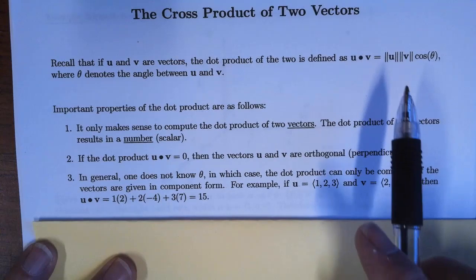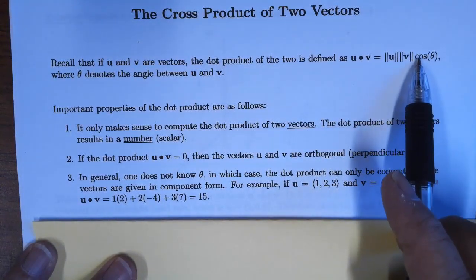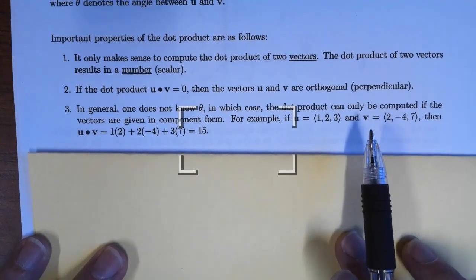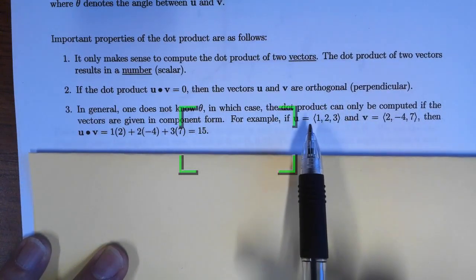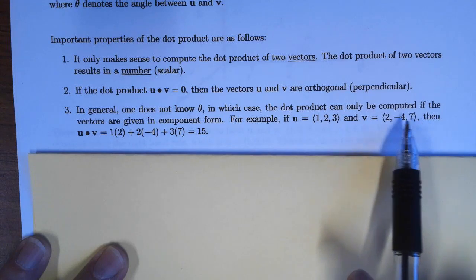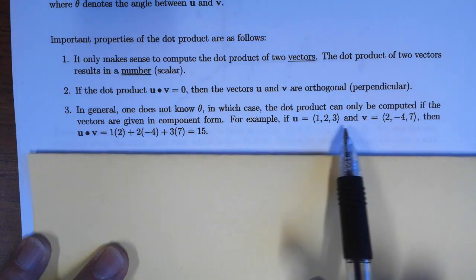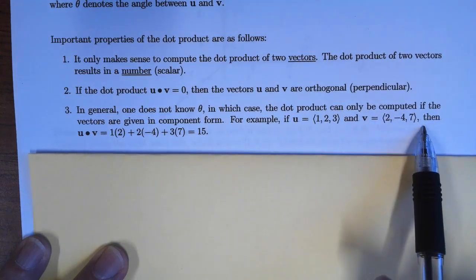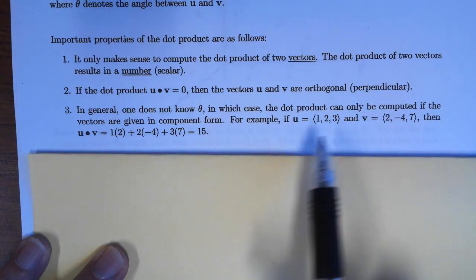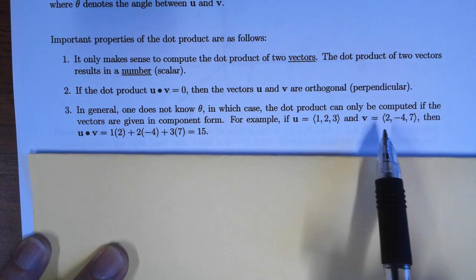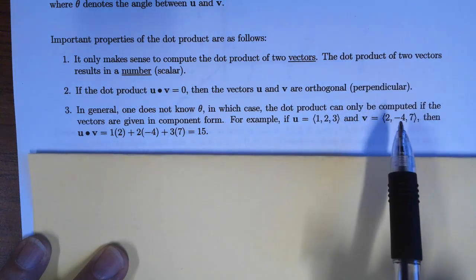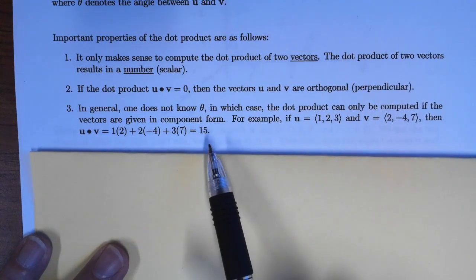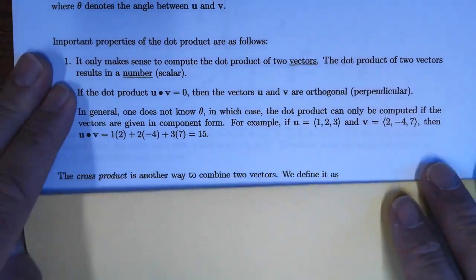Now, in general, this formula requires that we know what the angle between u and v is, and we usually don't know that. So typically, we compute the dot product using the component forms of u and v. So if u is this vector and if v is that vector, then we multiply the corresponding components and add. So u dot v in this case would be 1 times 2 plus 2 times negative 4 plus 3 times 7, and that results in a number of 15.